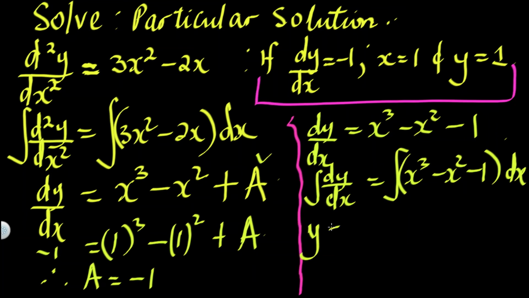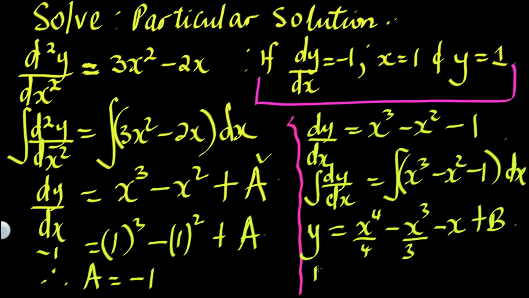So we have y being equal to x to the power 4 over 4 minus x cubed over 3 minus x plus b, which is a constant. We don't know b, but because it's a particular solution, we must know b. What are we going to use? We're going to use the initial condition that we're given, that x equals 1 and y equals 1. So where there is x, I'm putting 1. Where there is y, I'm putting 1. So from here, we can say 1 is equal to 1 to the power 4 over 4 minus 1 to the power 3 over 3 minus 1 plus b.